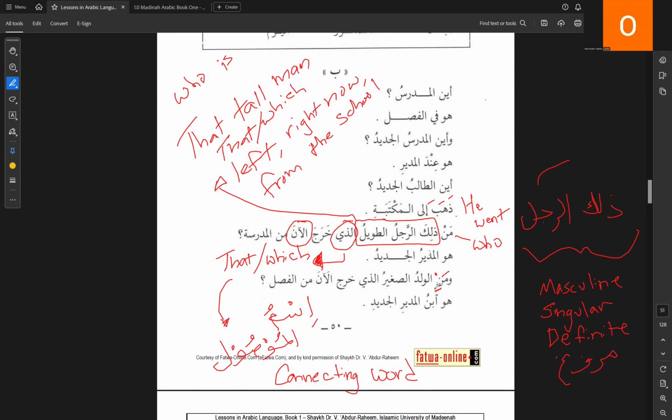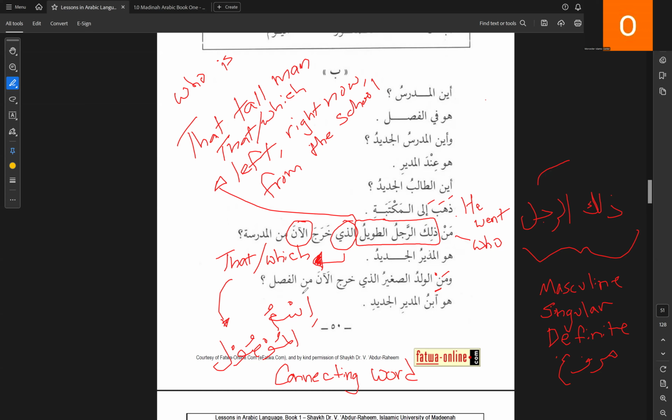Who is that young boy? الذي, that. خرج, left. الآن, now. من الفصل, from the classroom. Perfect. ومن الولد الصغير الذي خرج الآن من الفصل? And who is that young boy who left just now from the classroom? Make sense?